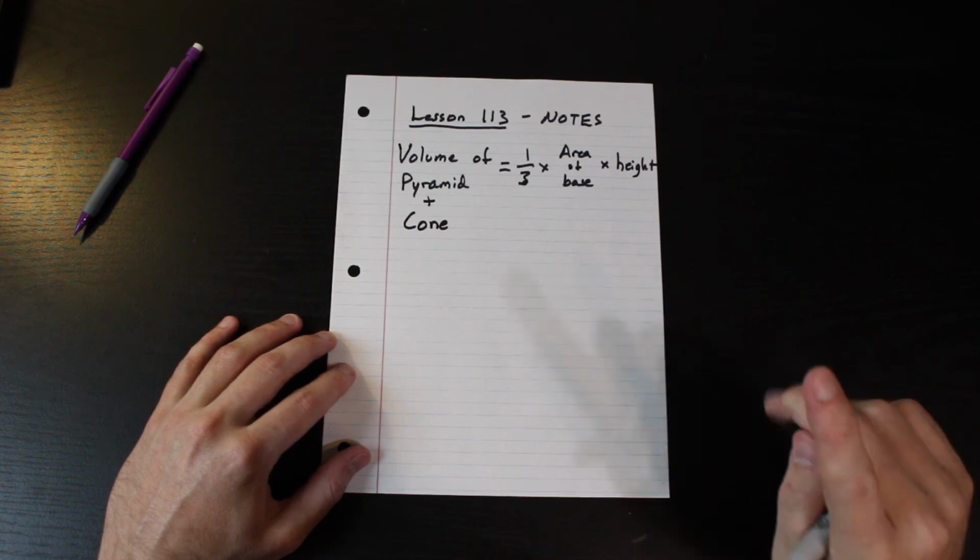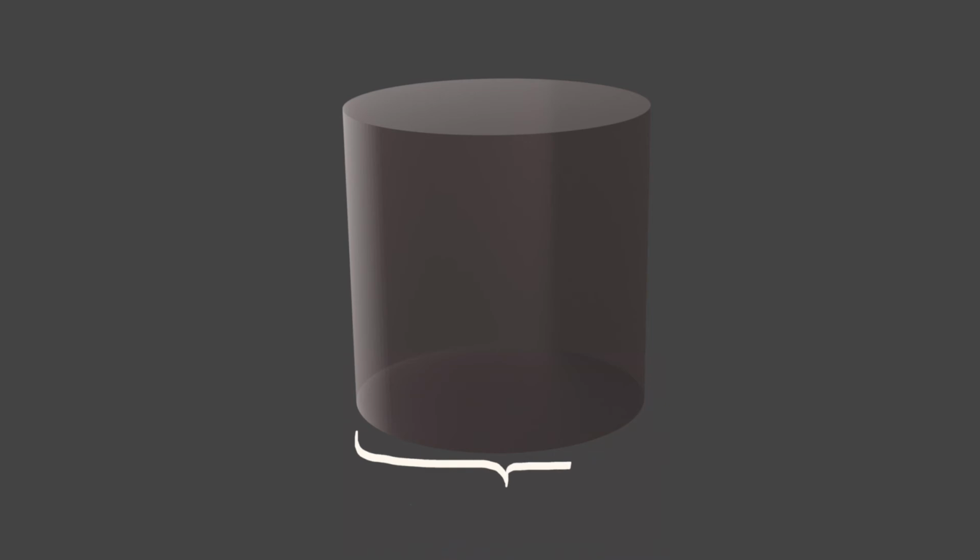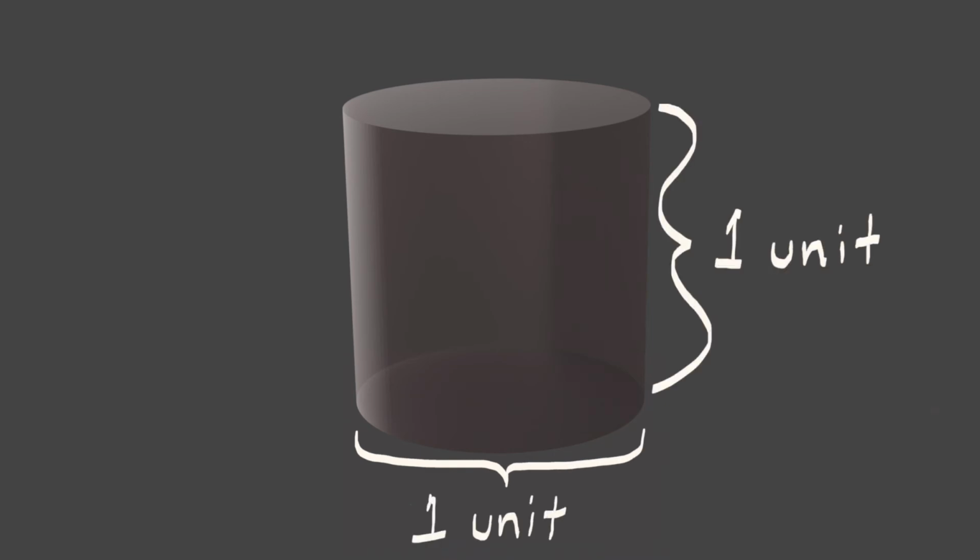Okay, there's one last thing I need to show you. Think of a cylinder with a diameter of 1 unit and a height of 1 unit. Now, inside this cylinder, let's inscribe 2 cones. If we inscribed 1 cone, we now know that it would have a volume of 1/3 of the cylinder.